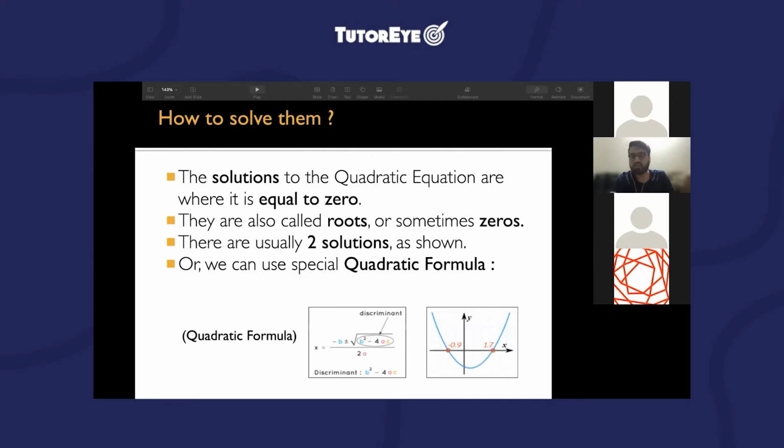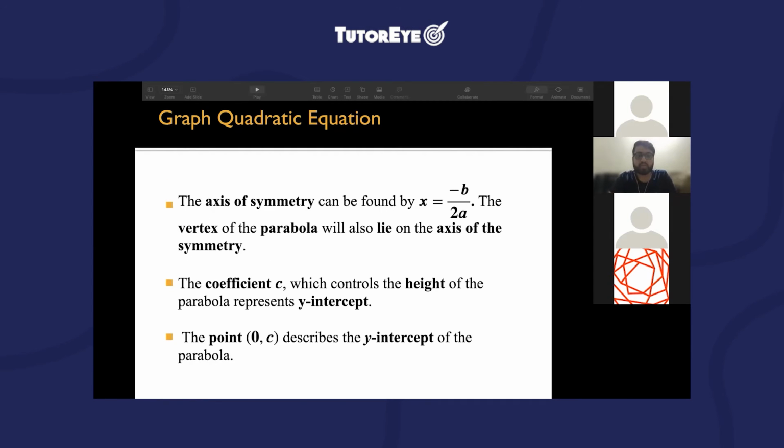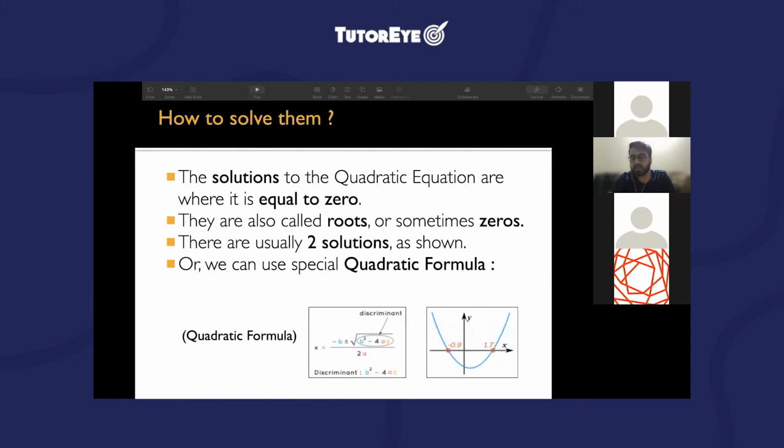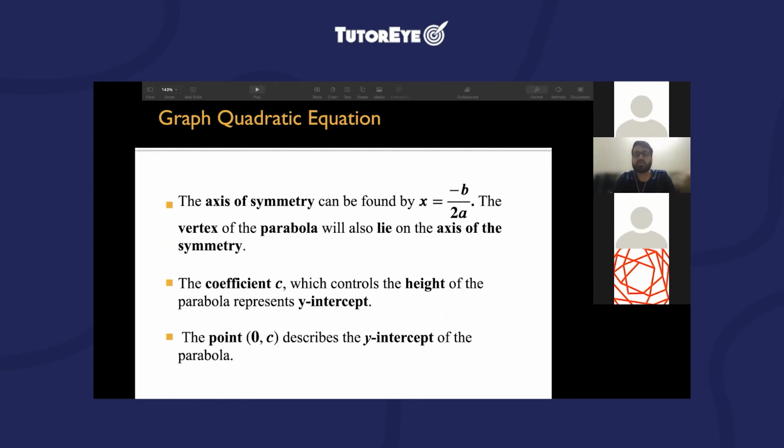Now they are further away from y, but as the value of a increases, the graph lines move towards y. So now, what is the axis of symmetry? Basically, the axis of symmetry is a line from which the parabola is a mirror image of itself, right? The axis of symmetry can be found by using this formula: x equals minus b upon 2a. The vertex of the parabola will also lie on the axis of symmetry.